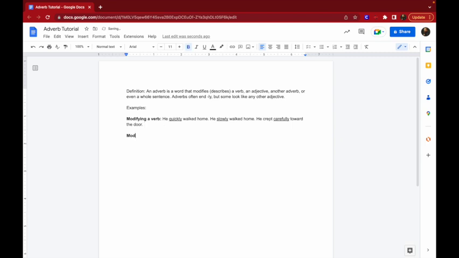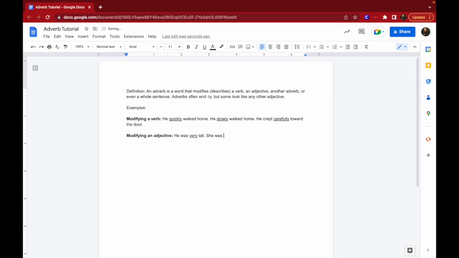The second type is modifying an adjective. Okay, let's look at some examples. Now these ones can end in ly, but they might not. Remember, that was one of the things that we talked about at the beginning. So let's give an example of one that doesn't end in ly. He was very tall. Okay, so very tall is kind of an adjective phrase, but we have our subject, he, we have our verb, was, we have an adjective, tall, and then this word, modifying the adjective, describing how tall he is, in this case, our adverb.